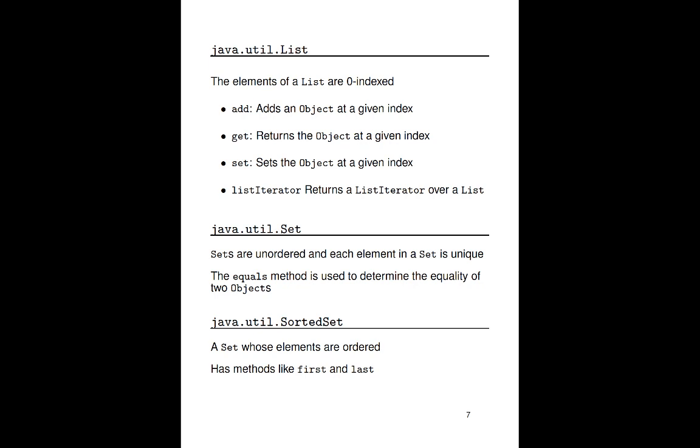Now, as I said, elements in a Java util set are unordered. If you want a collection whose elements are ordered, you use Java util sorted set. Again, this is a set. It's got the same methods as set, plus it adds a couple more, like you can get the first element, and you can get the last element in a set, because, again, they are ordered. And we'll see how they're ordered a little later on.